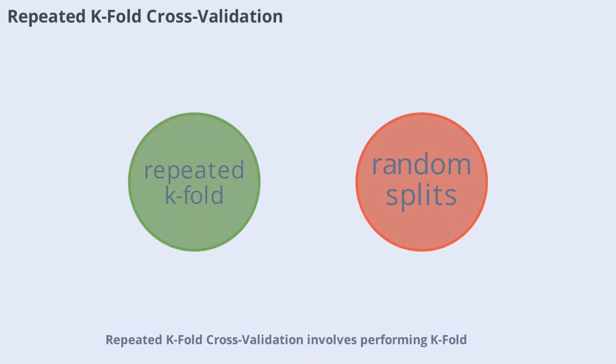Repeated k-fold cross-validation involves performing k-fold cross-validation multiple times with different random splits. This approach helps reduce the variability in performance estimates caused by a single random split. By averaging the results across repetitions, you get a more stable and reliable measure of your model's generalization ability. It's especially useful when your dataset is small or when you want to minimize the impact of randomness.